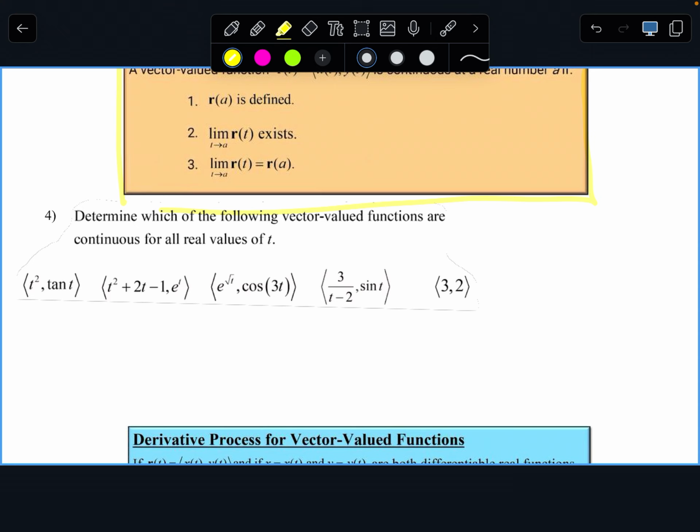So t squared's fine, that's just a parabola, but tangent has asymptotes on it. So this one's not continuous because of the tangent. If it doesn't work for one of them, it's not continuous. This one's not continuous because at t equals negative pi over 2, and so on, it doesn't work. And then this second one, we've got a polynomial. Parabola is normal. E to the t is just an exponential function. Because both of them are continuous on their own, you can say the whole thing's continuous.